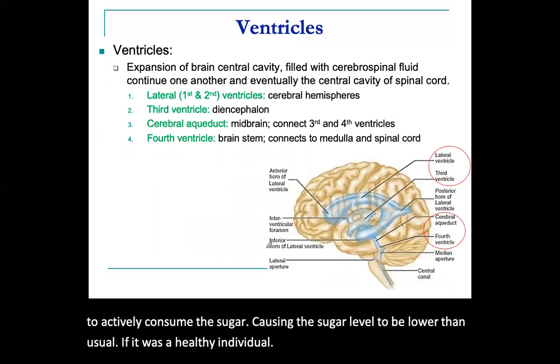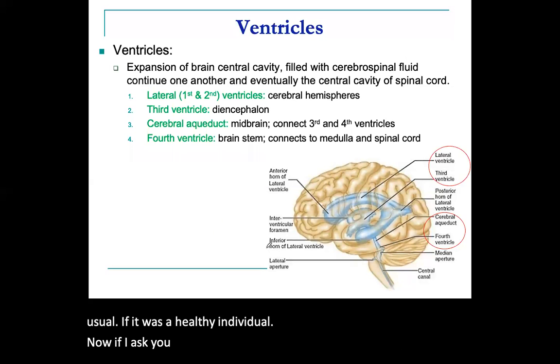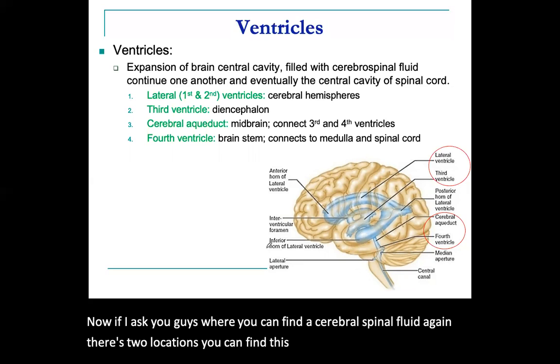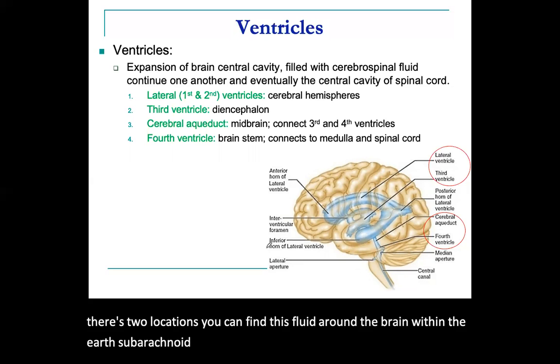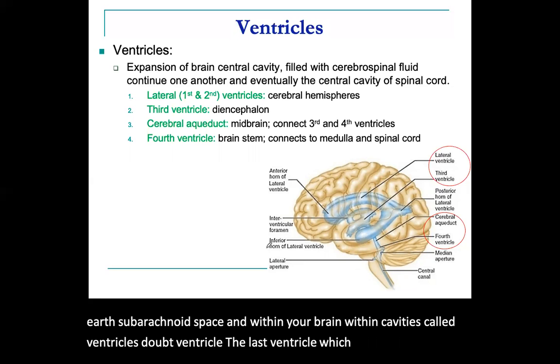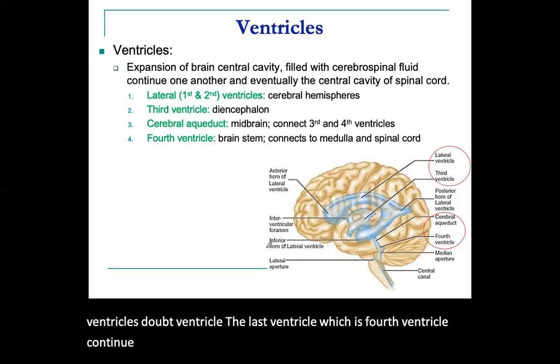Now, if I ask you guys where you can find cerebrospinal fluid, again, there are 2 locations you can find this fluid: around the brain, within the subarachnoid space, and within your brain, within cavities called ventricles. The last ventricle, which is the 4th ventricle, continues to go down through the spinal cord through a cavity called the central canal. And I'll show you that in just a second as well.